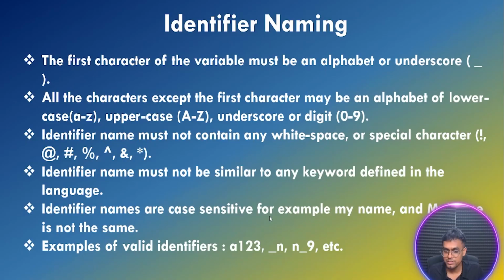Identifier names are case sensitive. For example, myname and Myname are not the same. One is lowercase, and the other has an uppercase in the first alphabet, so they are totally different variables. Examples of valid identifiers are a123 and _n_9. This is very important: how you declare your identifier and your variable. Try to learn identifier naming, because you will use these rules in all cases.